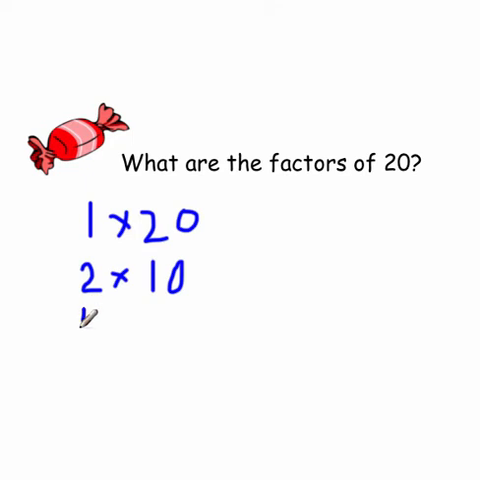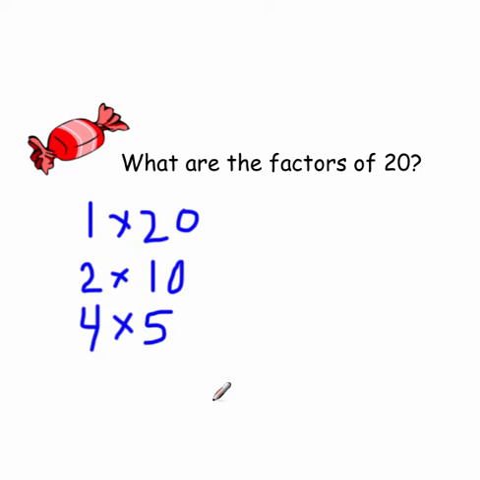What about 4? Can I do 4 times anything to get up to 20? I can do 4 times 5. So 4 and 5 are factors of 20. What about 6? Can I count by sixes to get up to 20? 6, 12, 18, 24. That goes over. So 6 would not be a factor.